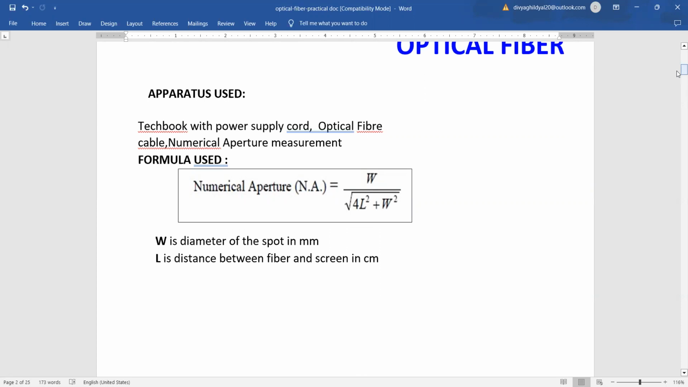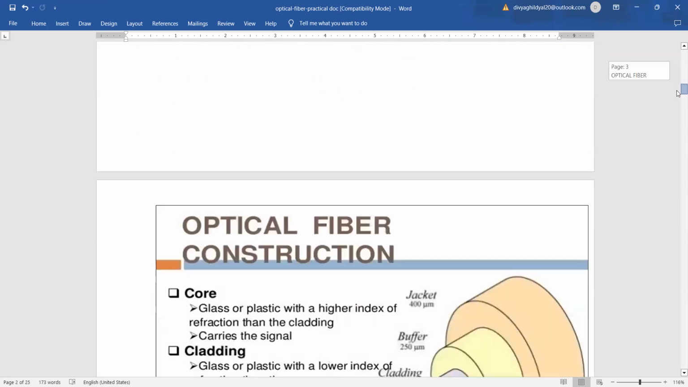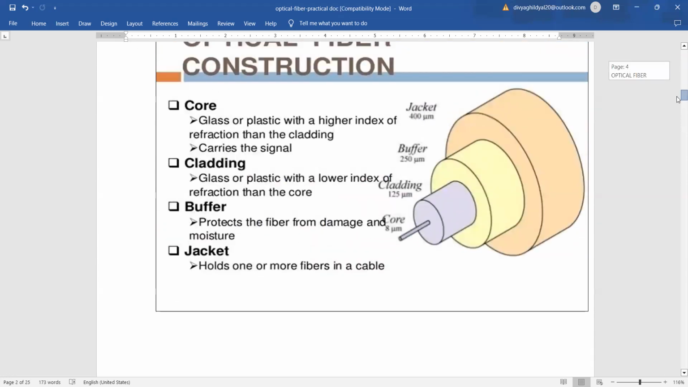The mathematical formula which we will use in our case is that numerical aperture is equal to W upon under root 4L square plus W square, where W is the diameter of the spot in millimeter which we have come to measure. L is the distance between the optical fiber and the screen where we are going to observe the spot. What is the basic construction of an optical fiber?